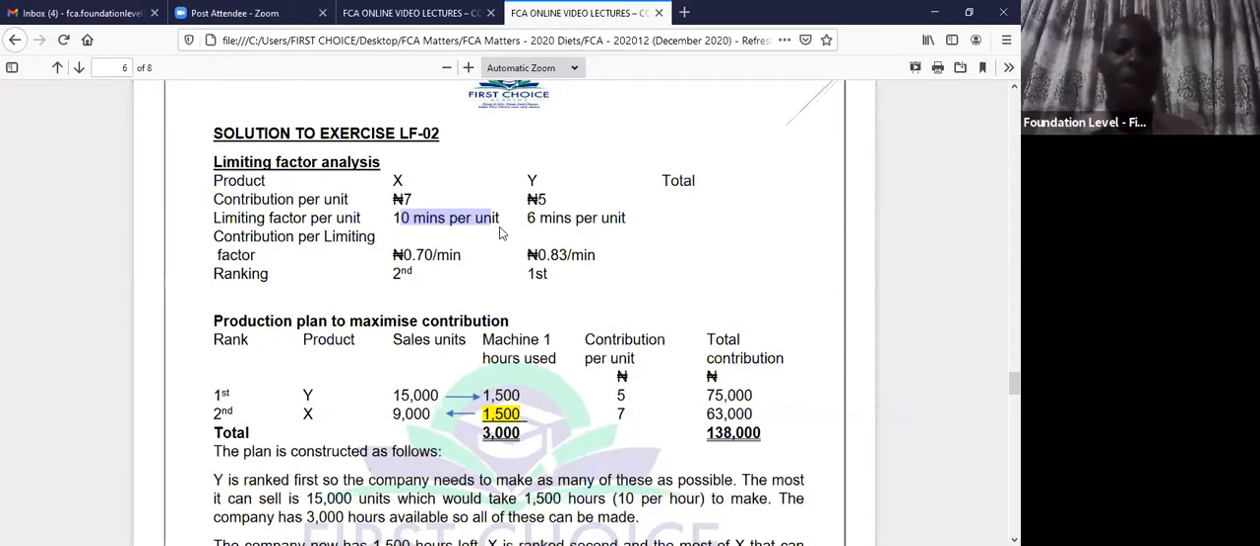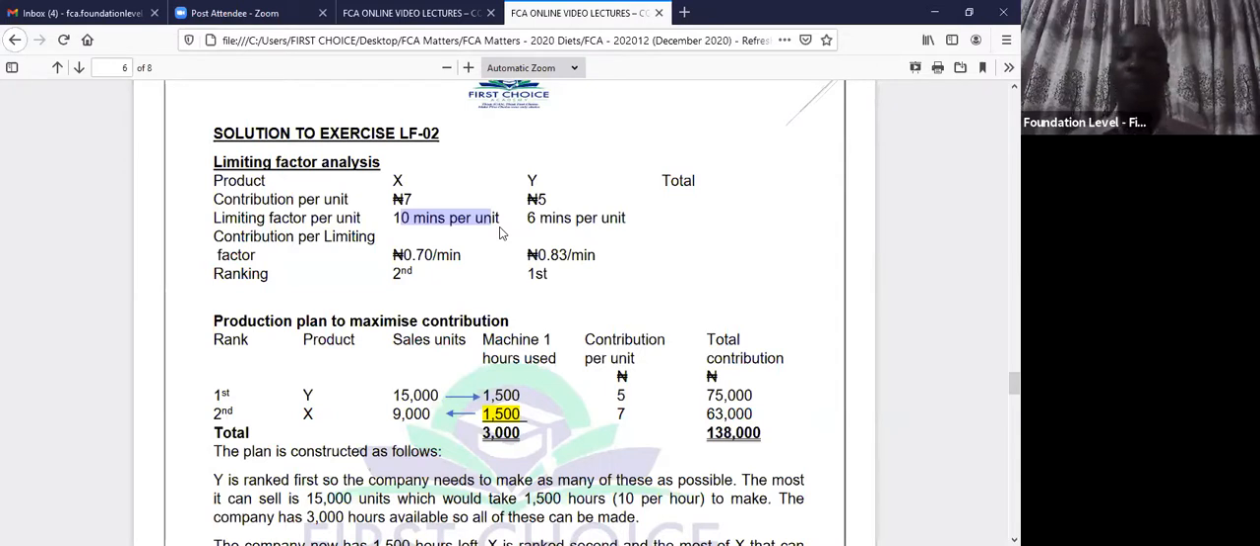6 per hour. And it means that if you have 6 per hour, you have 1,500 hours multiplied by 6. That will give you 9,000. It means 9,000 is what you can do. Or do it the other way.